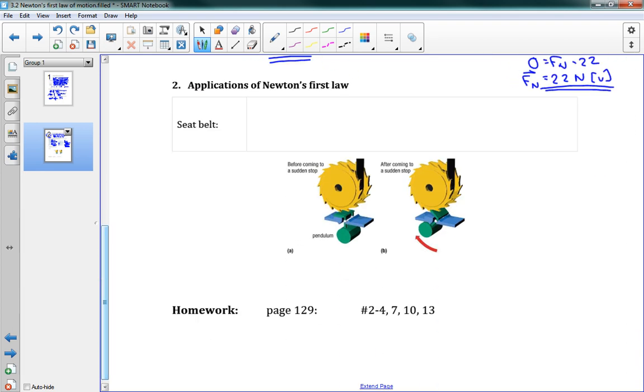Our last topic here, applications of Newton's laws. Newton's first law specifically, and we're just going to talk a bit about a seatbelt. Up above we talked about the headrest. A seatbelt, again, is helping us from injury based on Newton's first law. Here's how it works. In a collision, the pendulum. Well, I need to take a break now because I haven't actually explained this. So look at the picture down below.